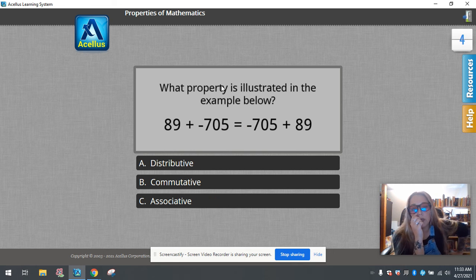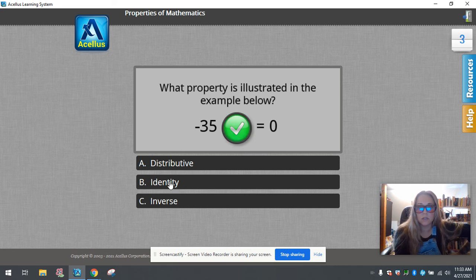What property is illustrated? 89 plus negative 705, negative 705 plus 89. You're adding the same amount. You don't have any parentheses. What we're looking at here is the commutative property.